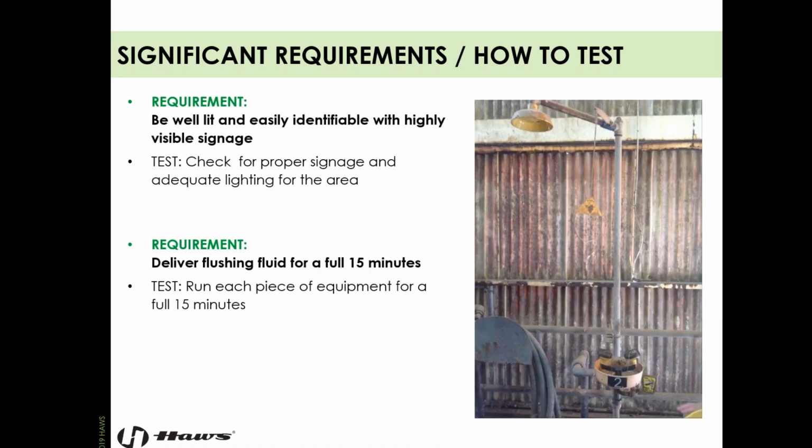It needs to be well lit, and needs to be identifiable with highly visible signage. This one's easy. On the right, you can obviously see there's no signage here, nothing identifying this piece of equipment. There are lots of different types of signage out there. We offer your basic placard sign, 8x11, but also 3-sided signage, etc. There's lots of different ways to draw attention to this piece of equipment very quickly, and I think it's obvious why that needs to be done, right? It needs to be as highly visible as possible so it can be identified quickly.